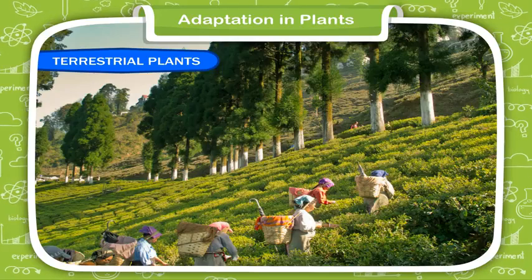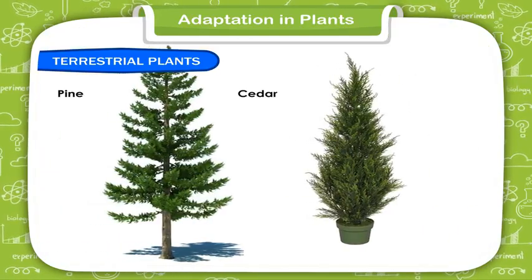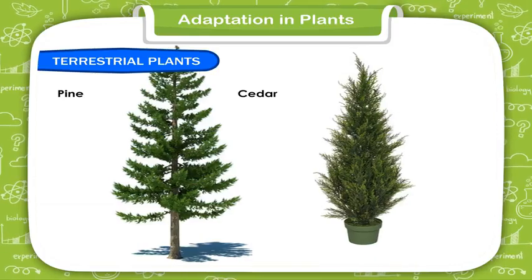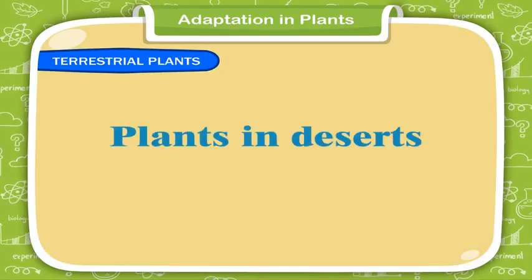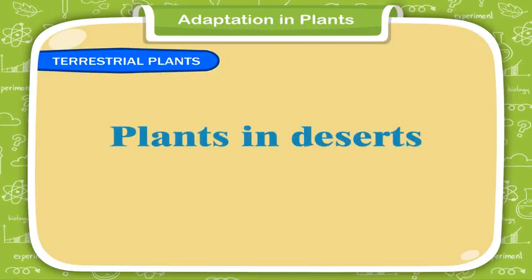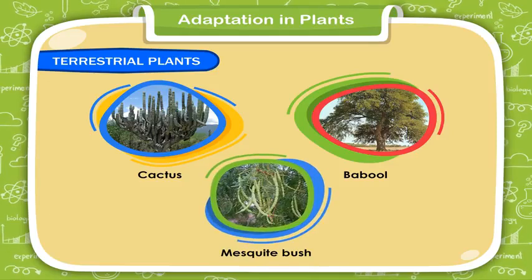Some conifers such as pine, cedar, etc. do not shed their leaves in any season. So, they are known as evergreen trees. Plants in deserts. Some plants such as cactus, babool, mesquite bush, etc. grow in deserts.